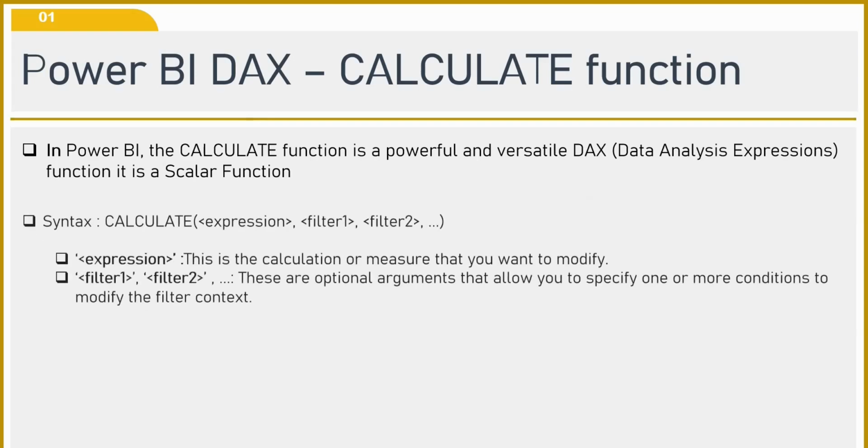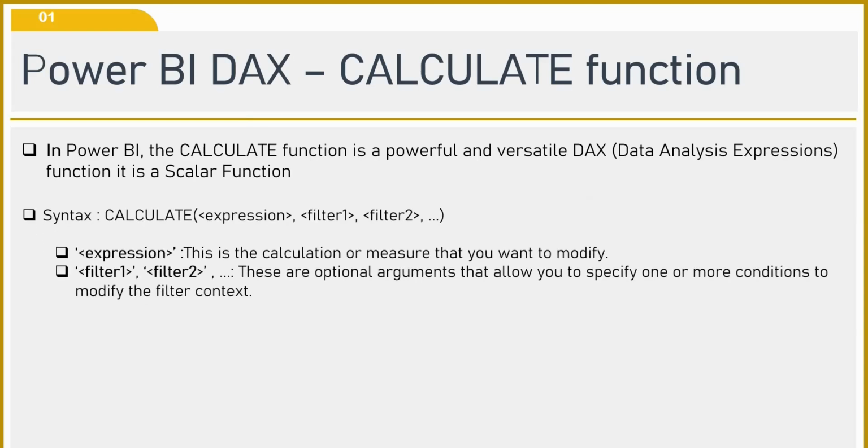Now let us go and see the syntax, how we can use this calculate function. The syntax is very simple. You just have to use calculate. It will ask you for the expression. The expression could be anything: the sum, average, minimum, maximum, top 10, top 5, whatever expression you want to use. And the filter is an optional argument. So you can use filter 1, filter 2. You can use as many filters as you want.